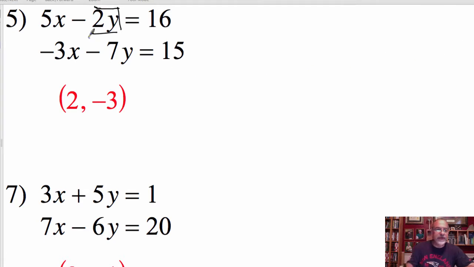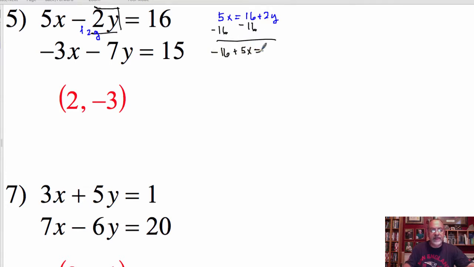So the first thing I'm going to do is get this y to be positive, so I'm going to add 2y so it goes to the other side. So that's going to give me 5x is equal to this 16 plus 2y. Now that the y is positive, I'm going to go ahead and subtract this 16 so I can get that by itself. So this is going to be negative 16 and a positive 5x is equal to 2y. I then am going to divide by 2, and this is why I chose this particular variable to solve for.